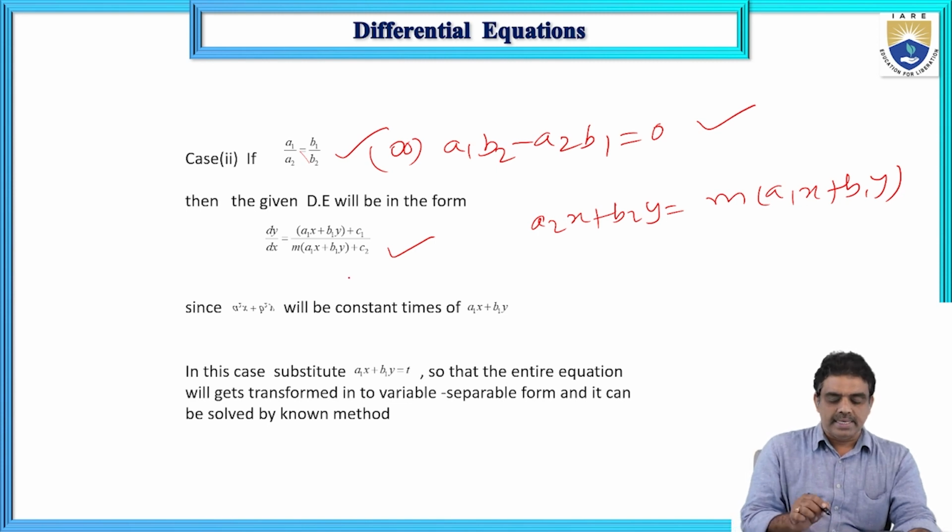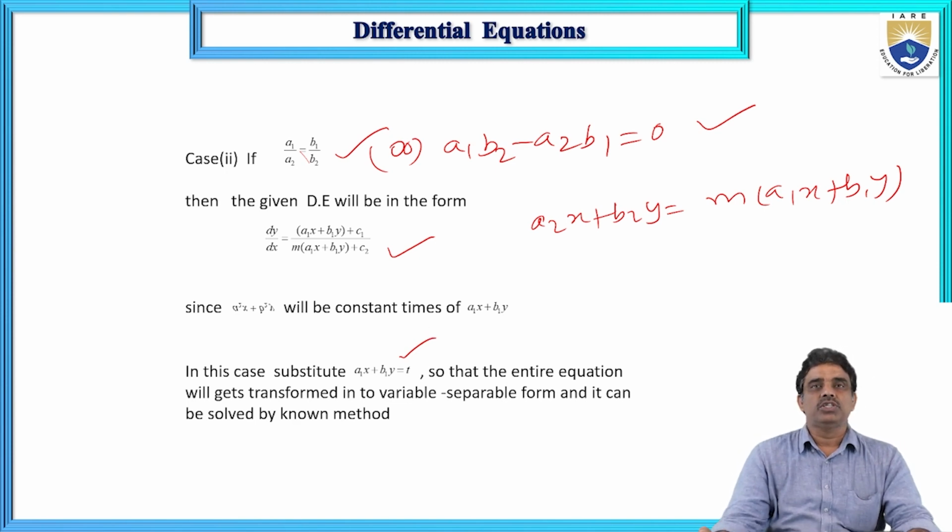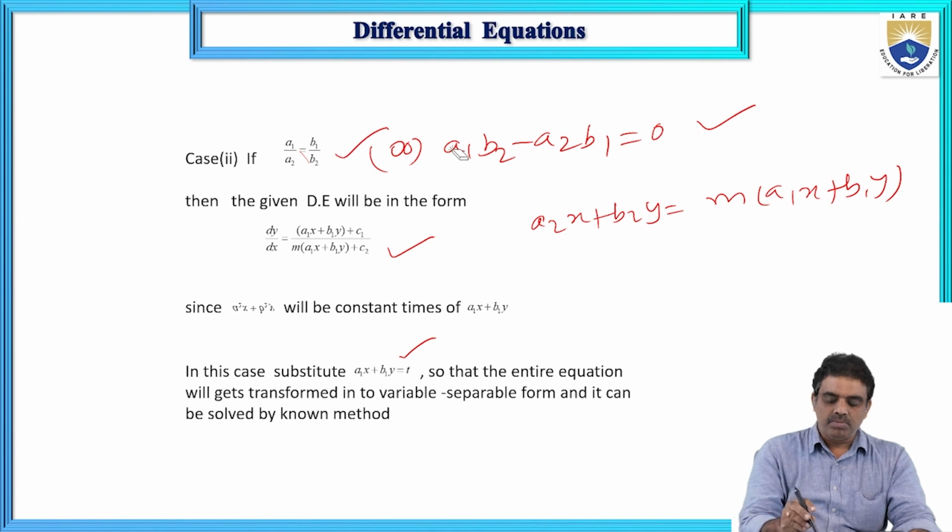So on writing like this, the equation can be solved by substitution method. Here a1x plus b1y plus c1 is equal to t. We take the substitution a1x plus b1y is equal to t. Then the total equation will get in the form, so what form will the equation get?